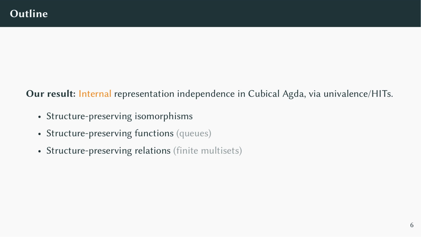After introducing Cubical Agda, I'll explain how univalence lets us prove invariance under structure-preserving isomorphisms, a result known as the structure identity principle. Then, I'll show how we generalize the structure identity principle to structure-preserving functions using a higher inductive set quotient. Finally, I'll summarize our main result, which generalizes this again to the case of arbitrary structure-preserving relations.